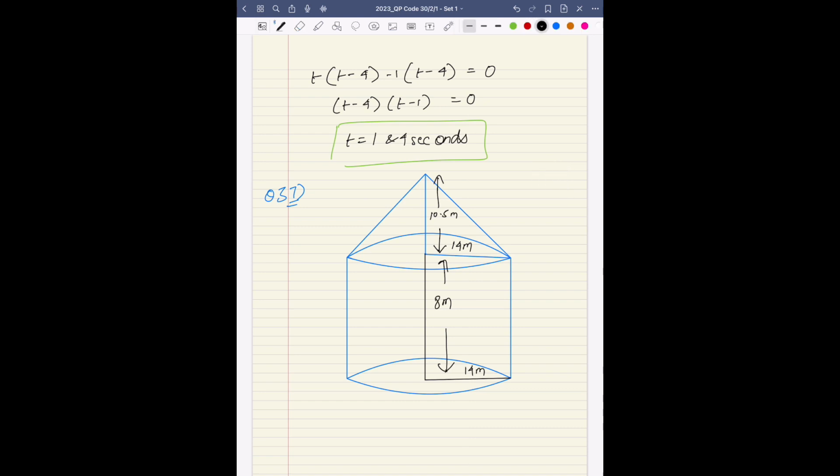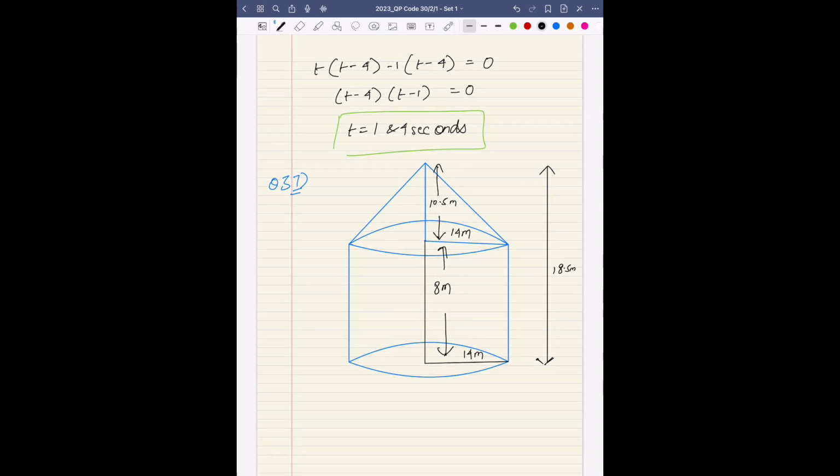Let me write this as well. Okay, this is your total height, 18.5 meters. Now this is your diagram, right? If you have made this correctly, most probably you'll get your answers right. The first question they're asking is find the slant height of the conical part. In short, we need to find L.